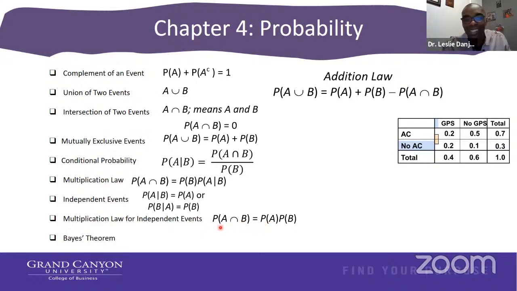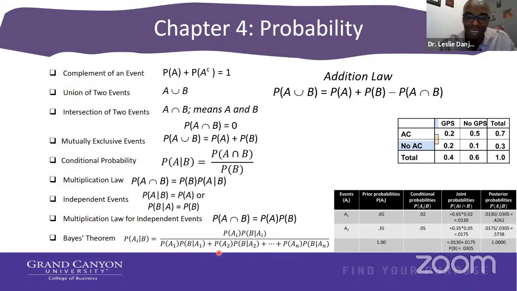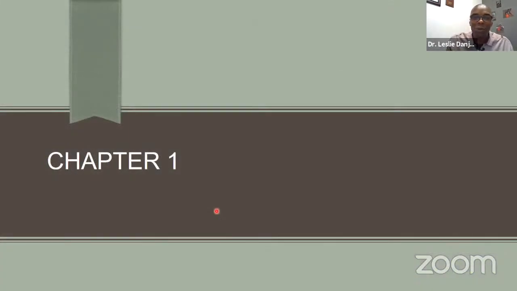And this is what Bayes' theorem looks like. It's a whole lot of stuff, but we're not going to be focusing on that. If you broke it down into parts, it's the probability of A times the conditional probability. Do you see that? Anyways, we're not going to mess with that. But let's get into chapter 1.